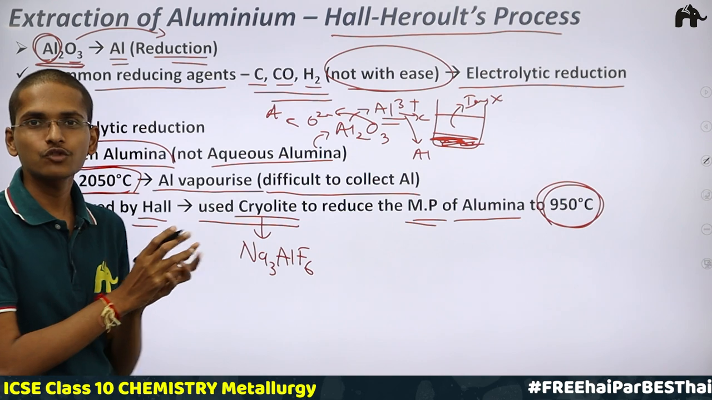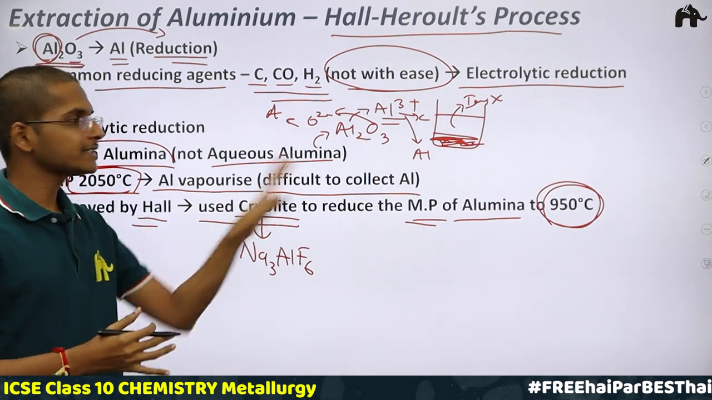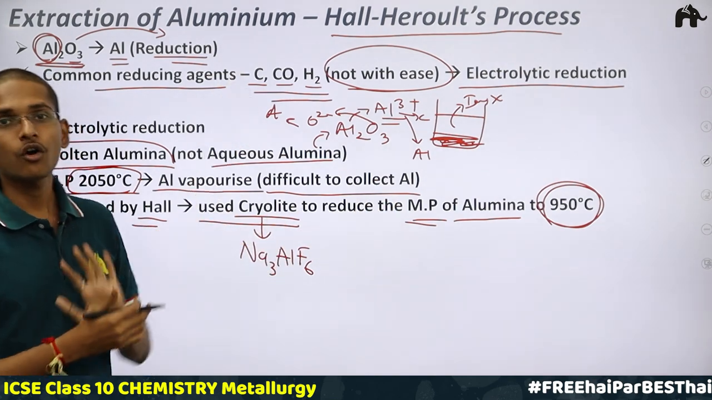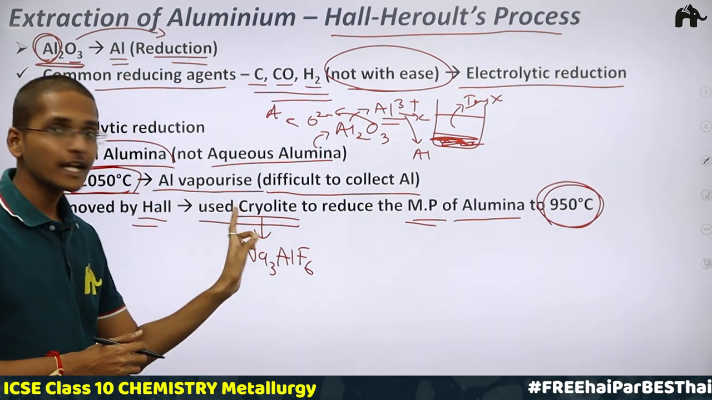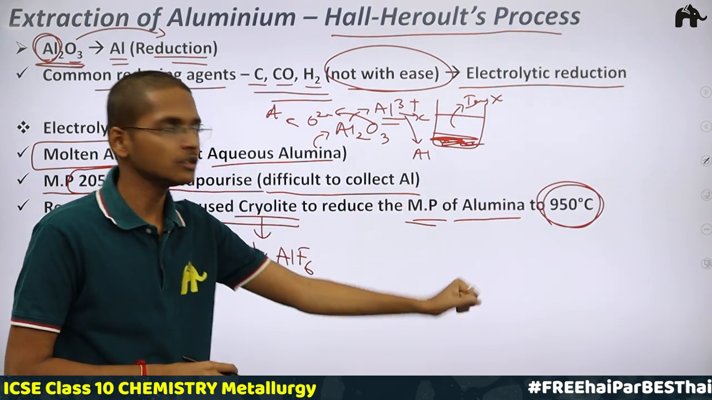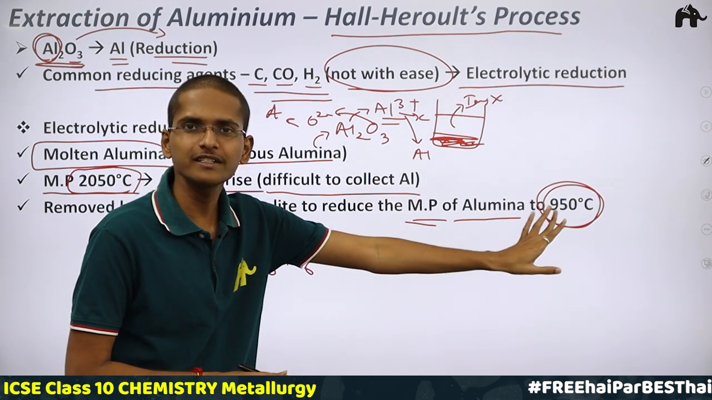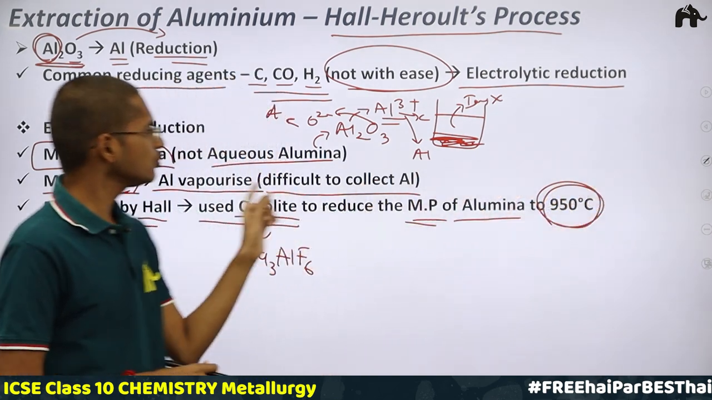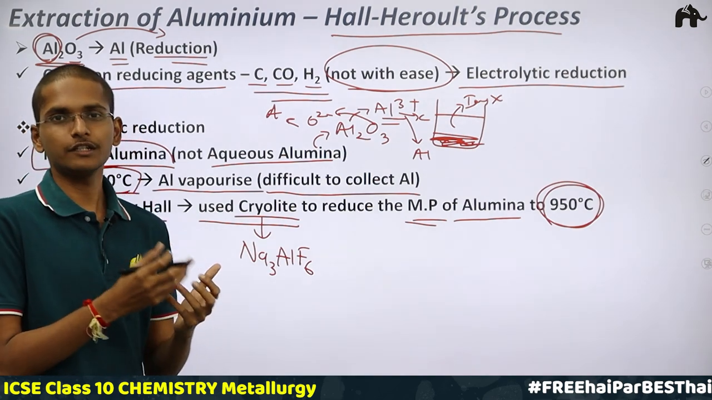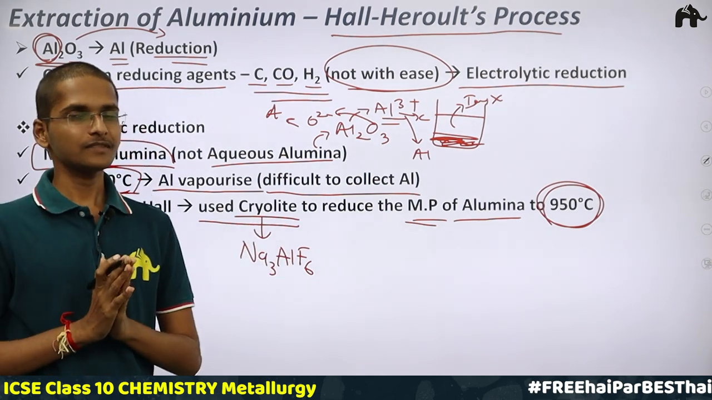Now, why am I telling you this entire story? In order to make you remember why we are using cryolite here, because frequently in exams they have asked why we use cryolite in the electrolytic reduction of alumina. We use cryolite because it lowers the melting point of alumina to 950 degrees Celsius. And once it melts at 950 degrees Celsius, the aluminum which we get would not get vaporized, and it would be easy for us to collect that aluminum.